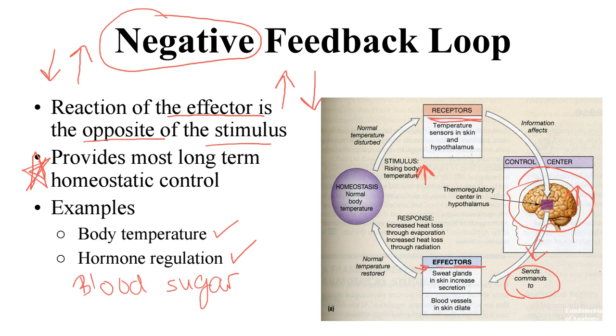Remember I told you effectors would either be glands or muscles. So we send the information out to the sweat glands. The sweat glands start secreting sweat to help cool you down. Blood vessels, which are controlled by smooth muscle, expand, which will also help cool you down. And so now the response is that our body temperature is going down. So our response is the opposite of the stimulus. Therefore, this is an example of negative feedback. Again, not a bad thing, negative in the sense that it does the opposite.